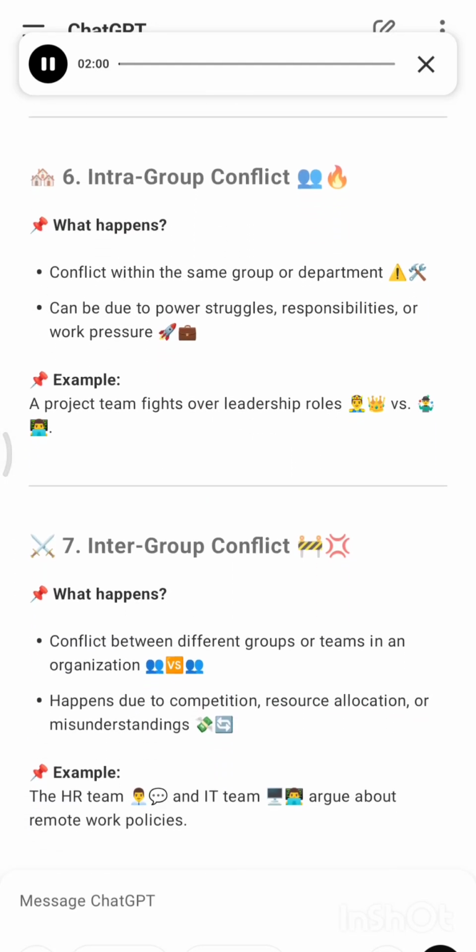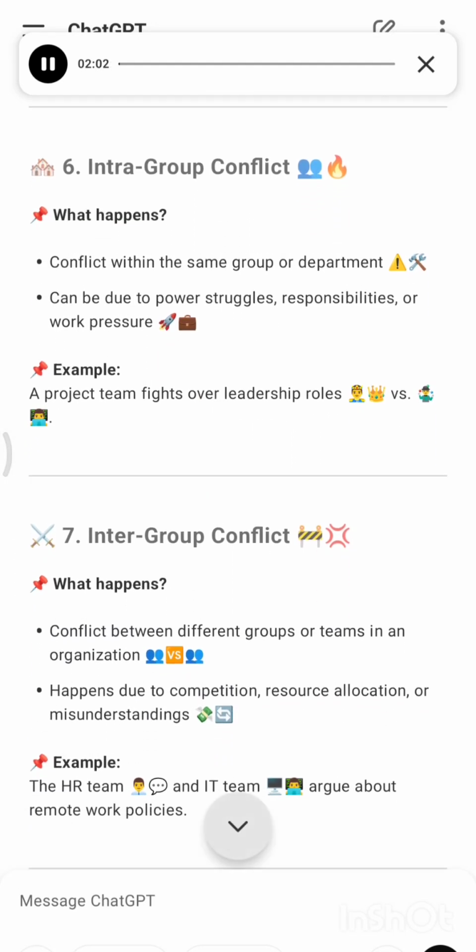6. Intra-group conflict. What happens? Conflict within the same group or department. Can be due to power struggles, responsibilities, or work pressure. Example: a project team fights over leadership roles.